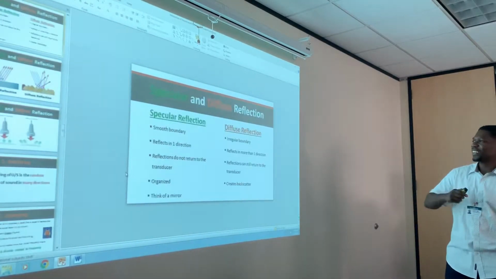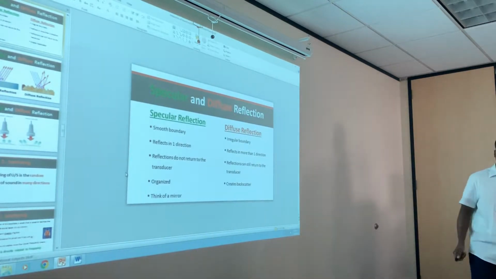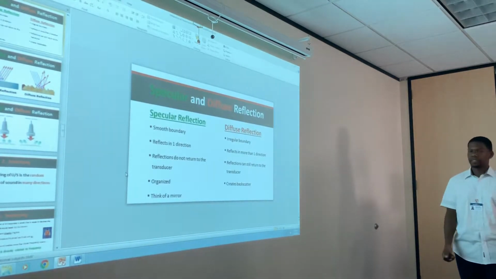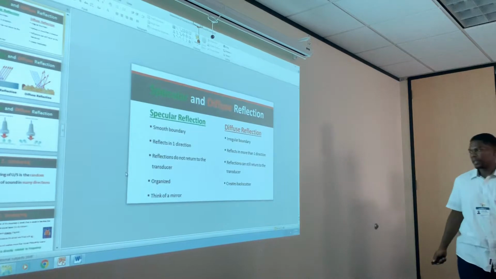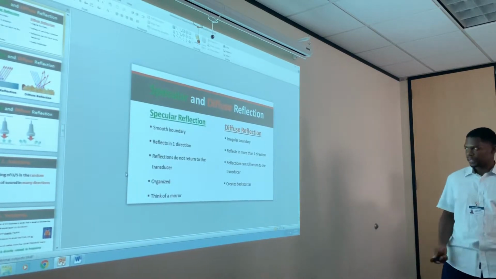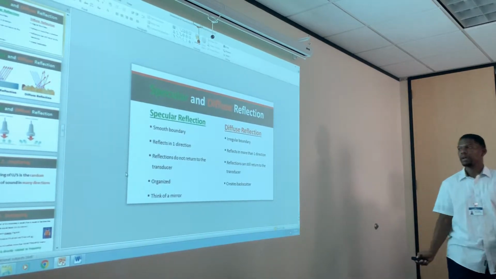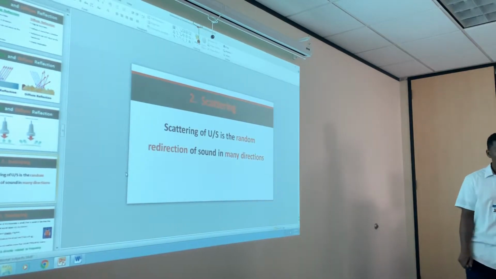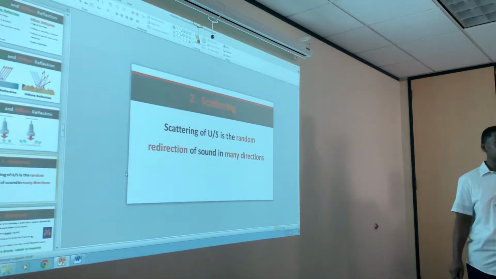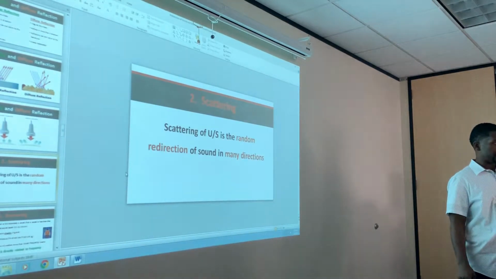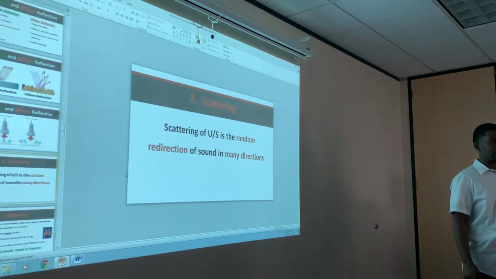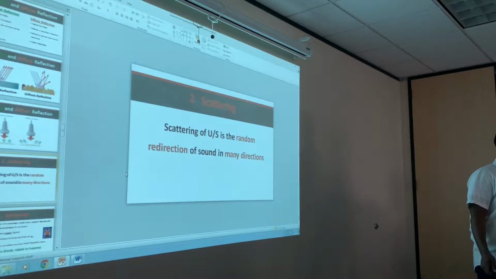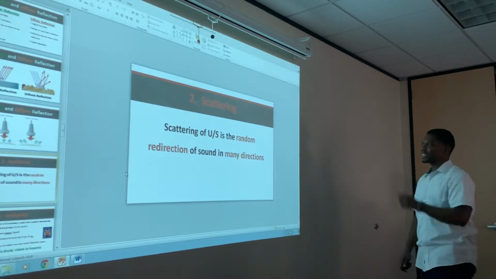Also remember that diffuse reflection, also known as backscatter, creates backscatter. Those reflections can still return to the transducer. Then we started talking about scattering. Remember our two types of scattering: regular scattering and Rayleigh scattering. However you want to say it doesn't matter to me, just recognize that word when you see it.